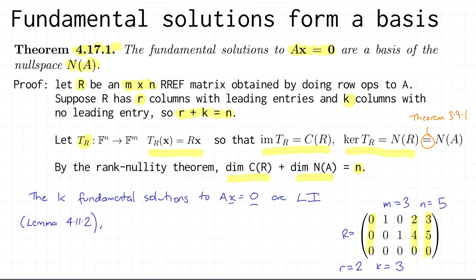Okay, so you have k linearly independent elements inside the vector space N(A). So if there are k linearly independent elements, then the dimension of N(A) is at least k. Okay, that we actually wrote this down. That was a corollary, corollary 4.13.1. So those k fundamental solutions, we know they're linearly independent, so the dimension of the vector space they belong to, the dimension of the null space of A, is at least k.